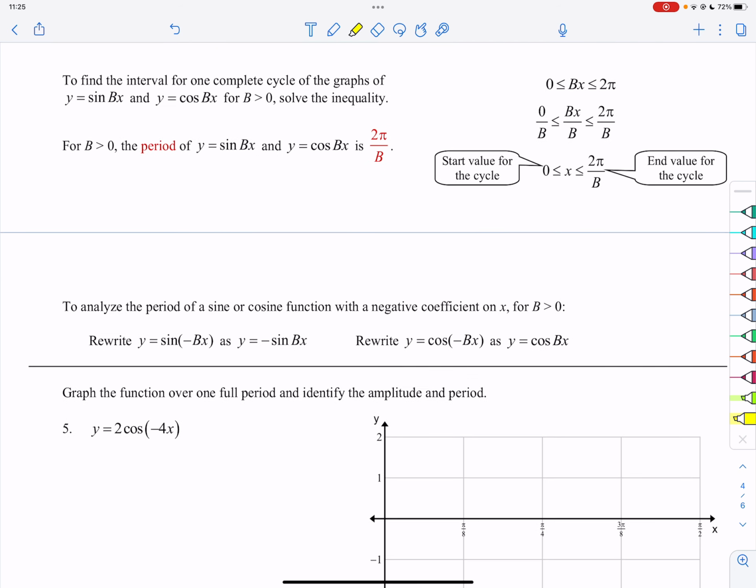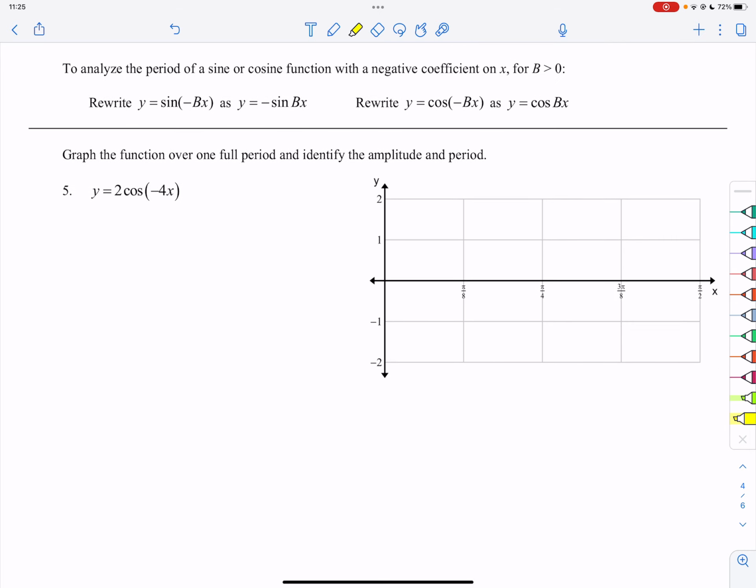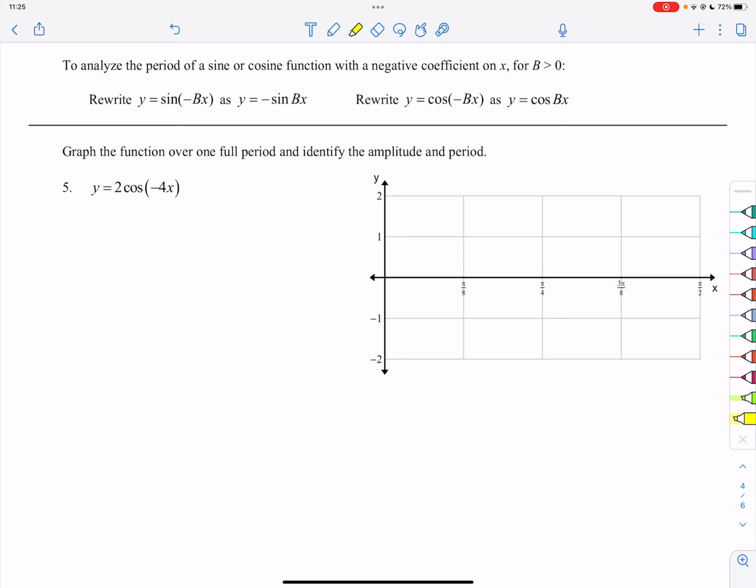Okay, so now to analyze the period of a sine or a cosine function with a negative coefficient on x, and that's when b is greater than 0, we are going to do some rewriting. So as you know, we have that the sine of the opposite of b times x, we know that that's an odd function. So this negative now can go on the outside. And the cosine of x is an even function, and so that is the same. So we'll keep in mind that this is a property of an odd function, and this is a property of an even function. So we'll be using these properties to graph these.